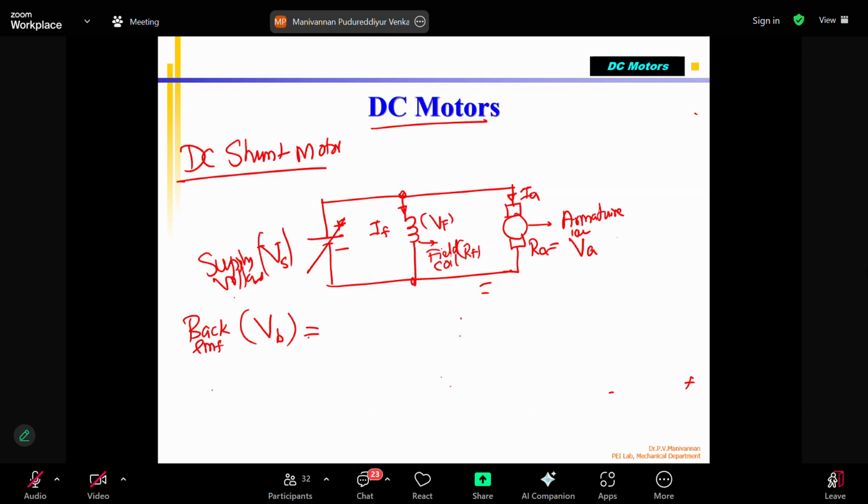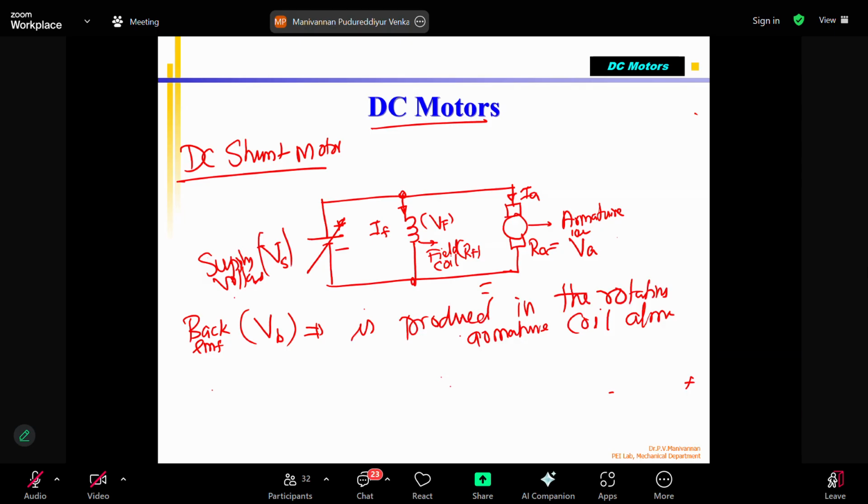Back EMF is produced in the rotating armature only. Rotating or moving armature coil alone, not in the field coil. Okay, that you should note down.